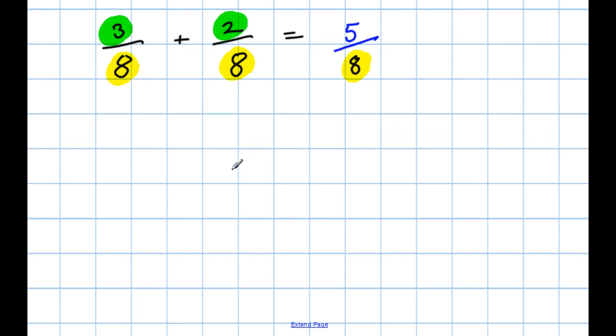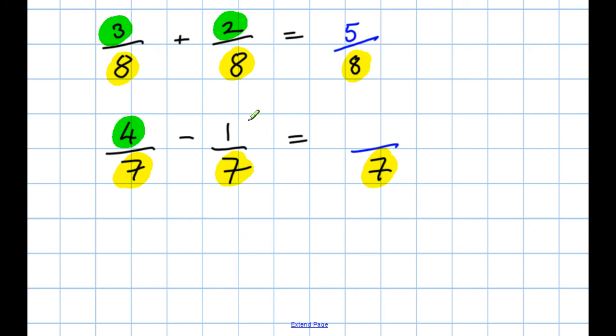It's the same with subtraction. Let's look at a subtraction. Here we go. 4/7 take away 1/7. Notice that the denominators are the same. In fact, you could write part of your answer by putting a line here and a 7, because you know the denominator is going to be 7. It doesn't change. Then to find the numerator, the top part of our answer, you do 4 take away 1, which is 3.